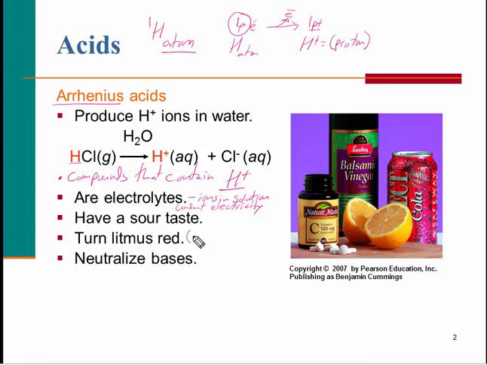Now, litmus is what we call an acid-base indicator. It is a compound that changes colors based upon whether it's an acid or base, and we can talk maybe more about that later on. Acids also neutralize bases. So one of the double displacement reactions that we had talked about way back when was this neutralization reaction. You take an acid and a base, you combine them, and you get a salt and water. And we'll look at this reaction more specifically a little bit later.